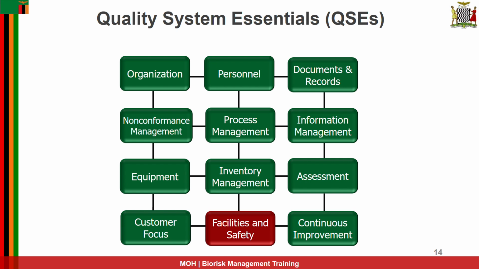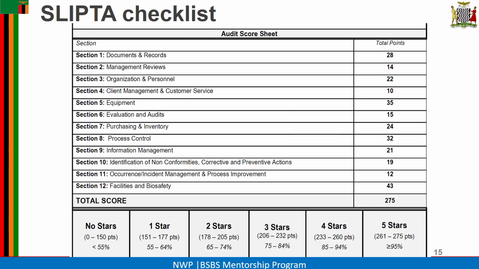So now, how do you check whether or not you are implementing all the 12 quality system essentials? So you can use some checklists. For example, we have the SLIPTA checklist. So the SLIPTA checklist is used mostly to check all the 12 quality system essentials. So it has 12 sections, and each of the sections corresponds to one of the 12 quality system essentials.